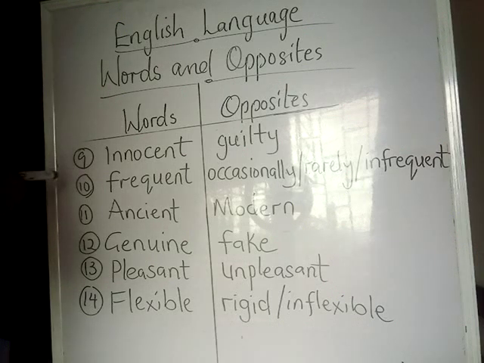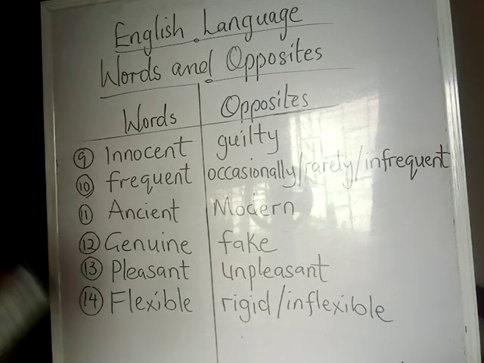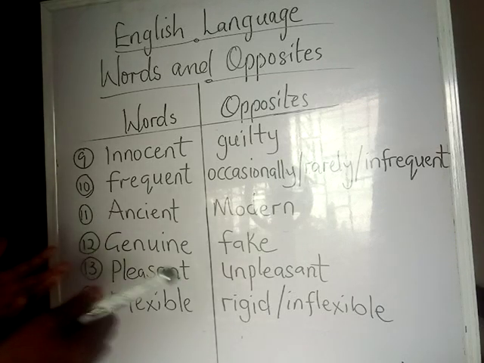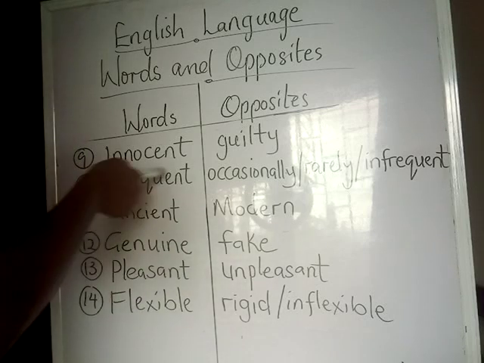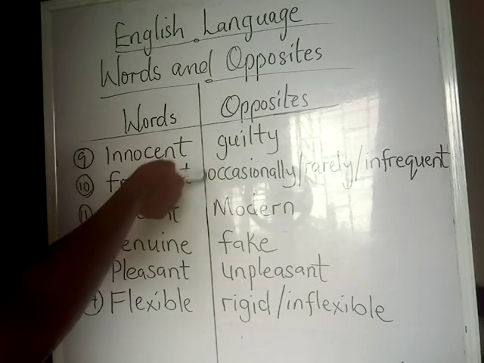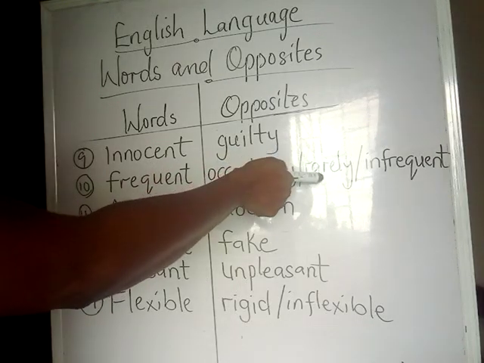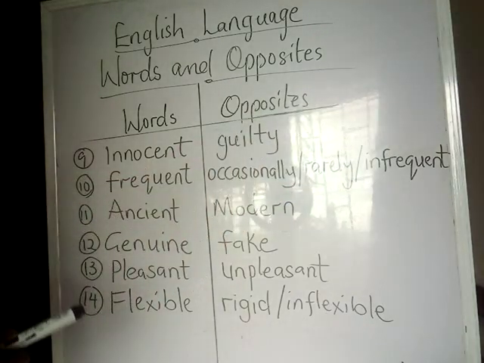Then 10, you have frequent. When something happens frequently, it happens often. It happens most of the time. It happens now and then, every now and then. The opposite of frequent is occasionally, rarely, or infrequent.